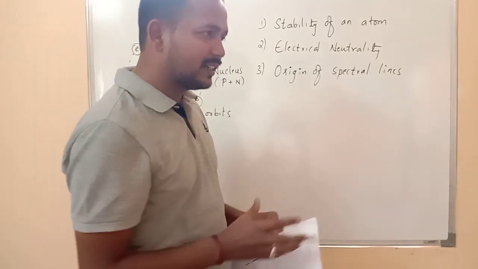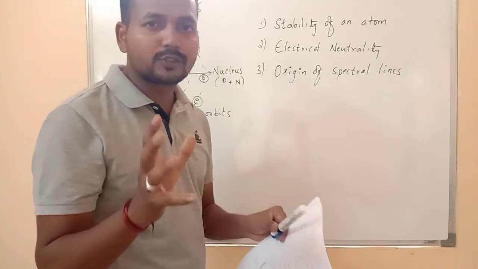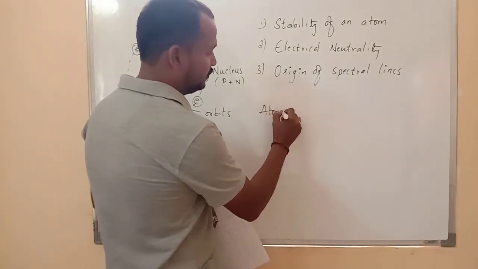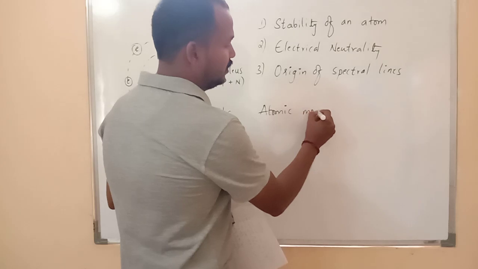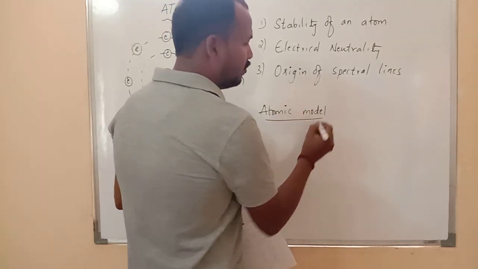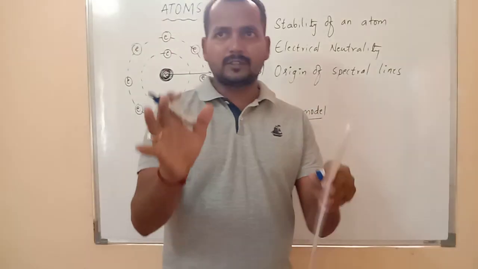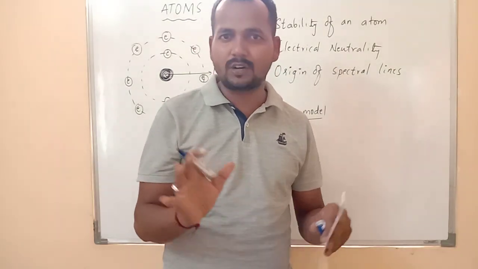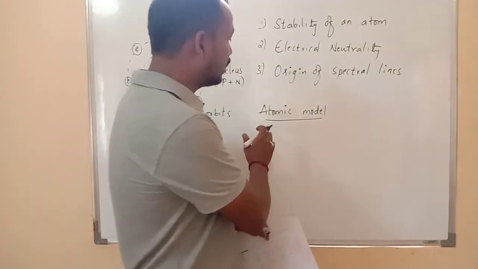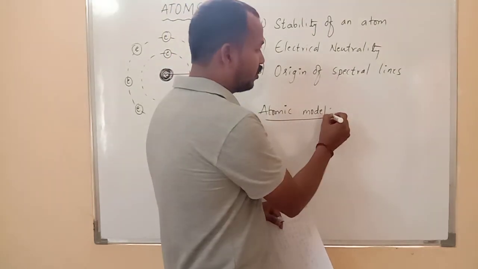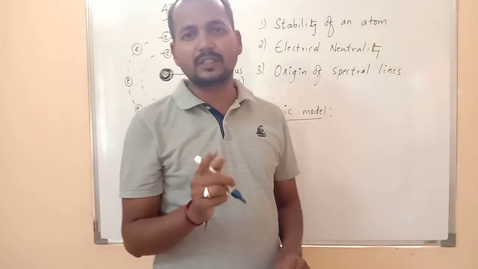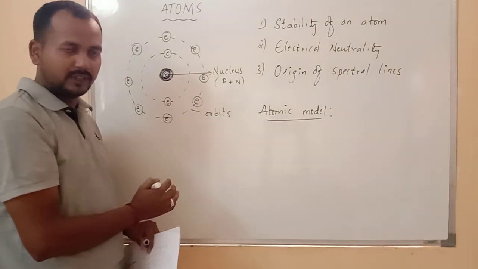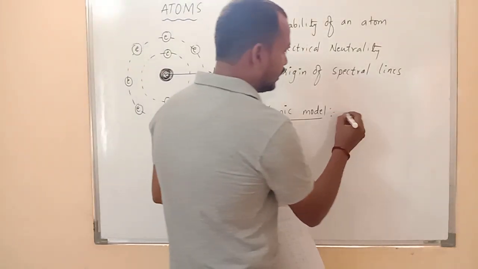Right? So to understand this, as I said, the atomic model is so important. Then what is an atomic model? Model means something that describes something, some information will be given. That is called a model, right? So here, atomic model means what? An atomic model is the one which describes the constituents of the atom and its structure, right?